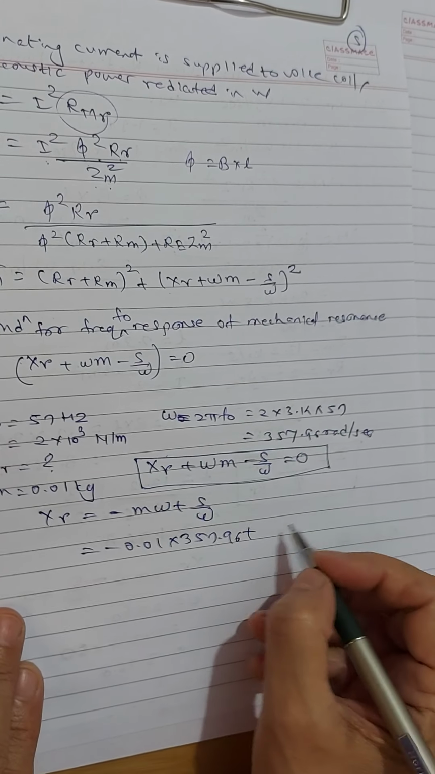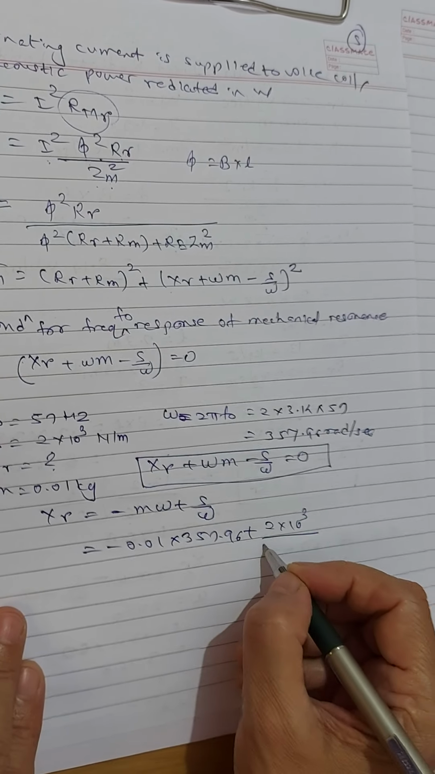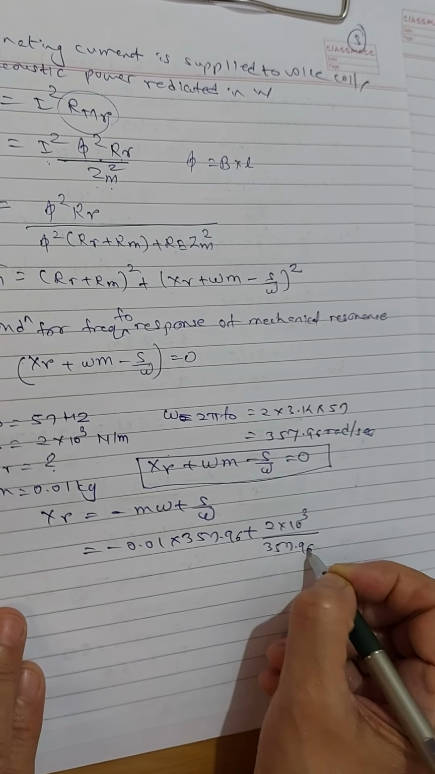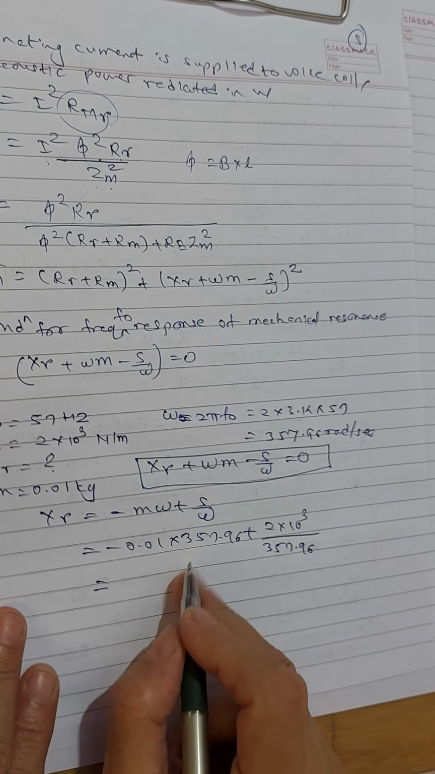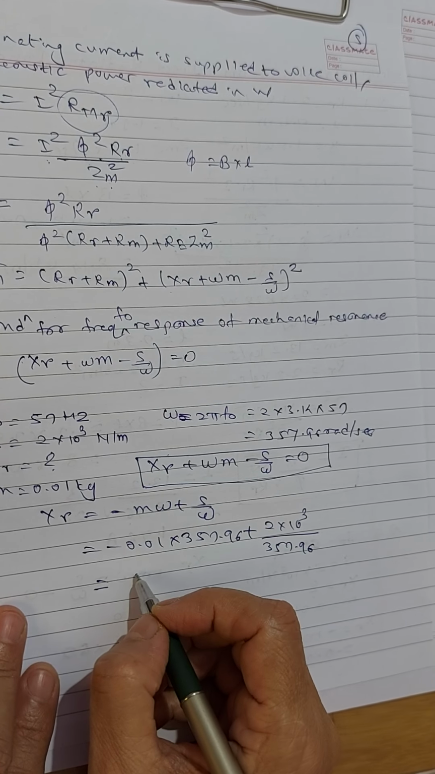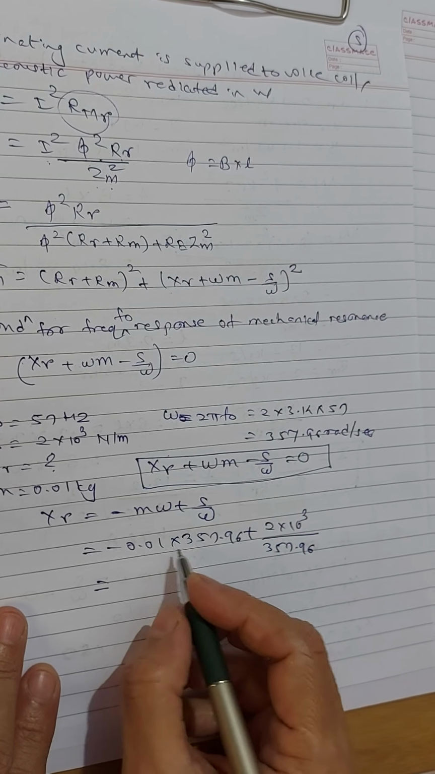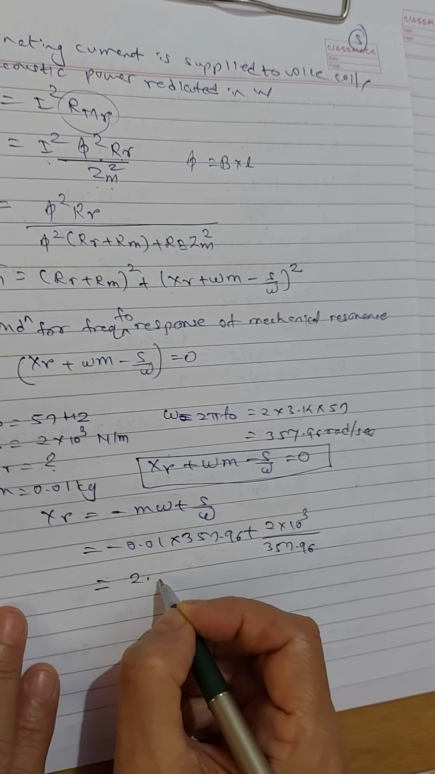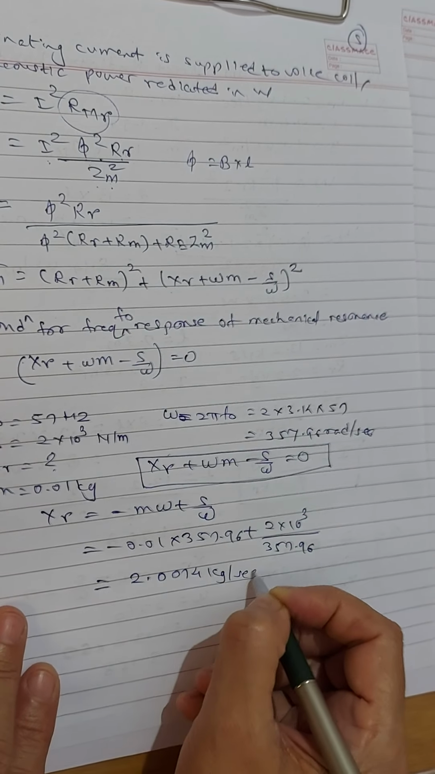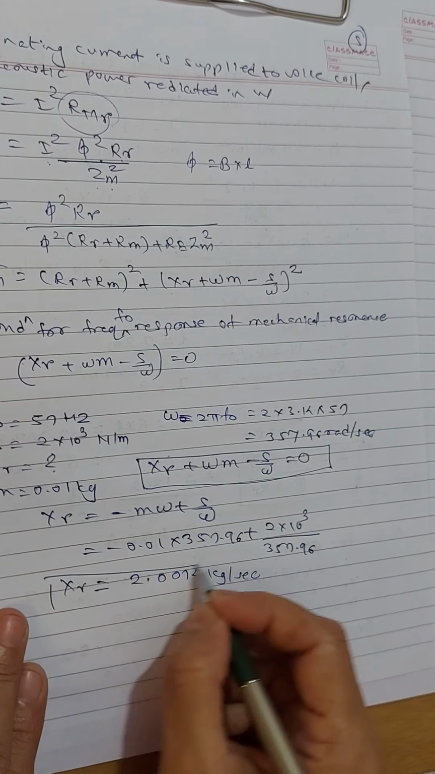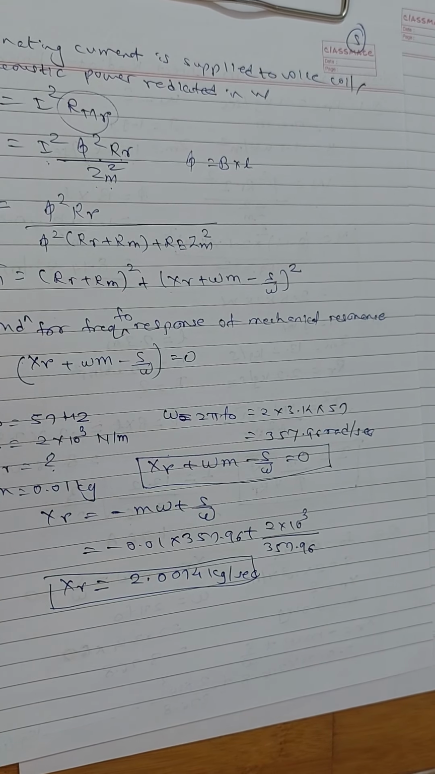357.96. How much is S? 2 into 10 to the power 3. How much is omega? 357.96. Correct? So if you simplify this, it comes out to be around, verify, not an issue. I will not tell you the simplification, just give the answer. It comes out to be around 2.0074 kg per second. So this much is the range of your value of XR. That's what I can say over here.